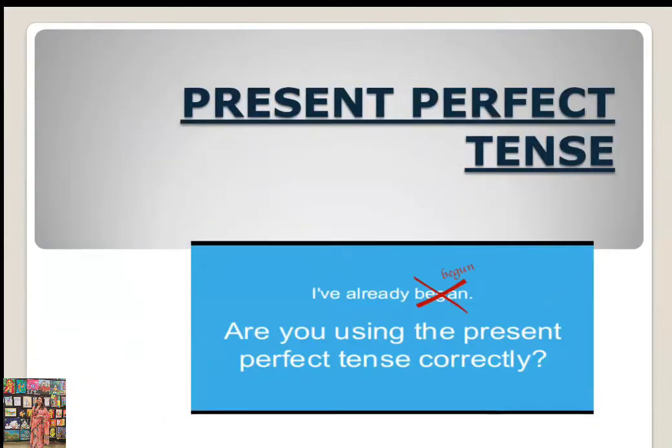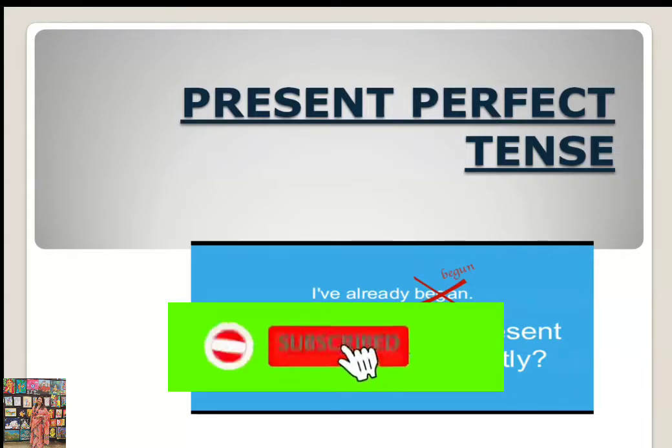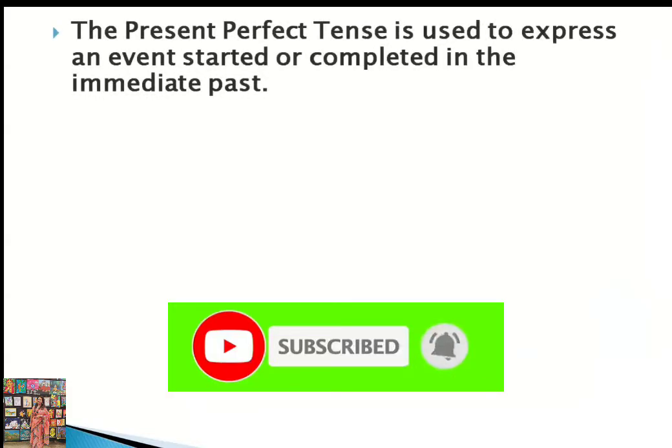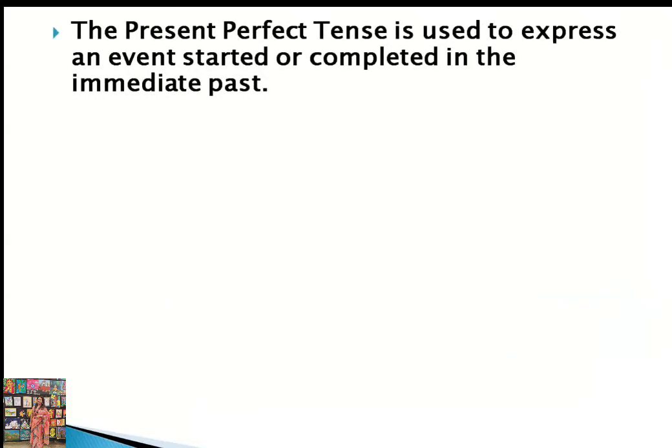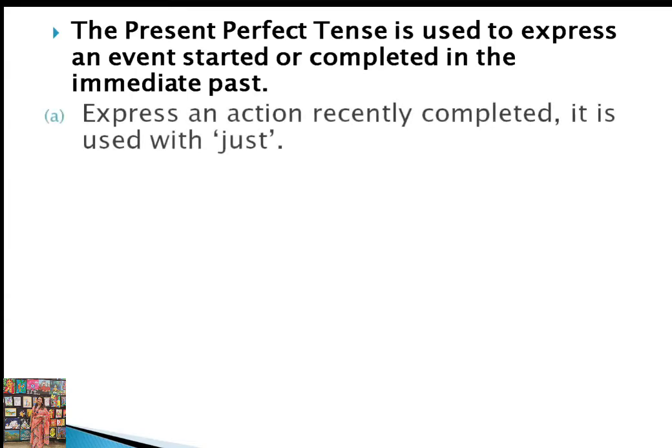Moving on, we will do present perfect tense. Now what is present perfect tense? Perfect means an action is complete. Okay, but it is present. So we have already done simple present. We have already done present continuous. Now what is this present perfect tense? Let us all see. Now this present perfect tense is used to express an event started or completed in the immediate past. Okay, so present perfect tense is somewhat related to the past tense, but immediate past, just completed.